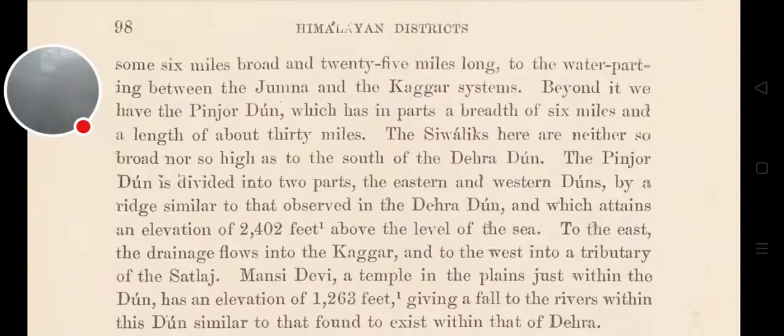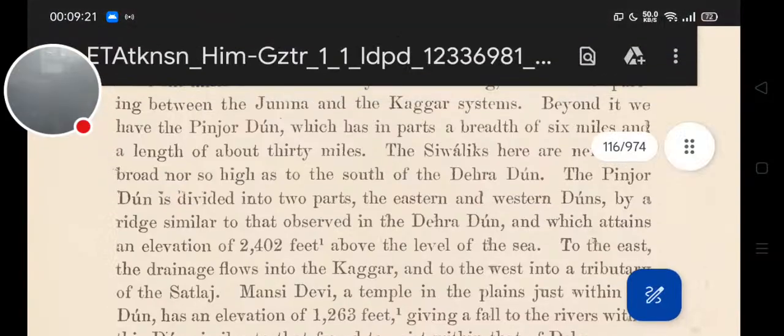The Pinjor Dun is divided into two parts, the eastern and western duns, by a ridge similar to that observed in the Dehra Dun, and which attains an elevation of 2,402 feet above the level of the sea. To the east, the drainage flows into the Kaggar, and to the west into a tributary of the Sutlej. Mansi Devi, a temple in the plains just within the dun, has an elevation of 1,263 feet, giving a fall to the rivers within this dun similar to that found to exist within that of Dehra.